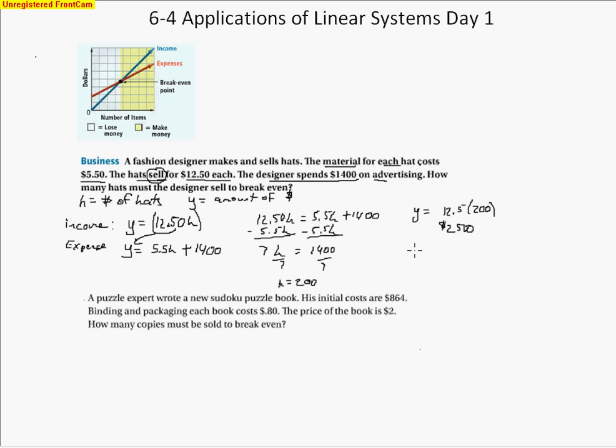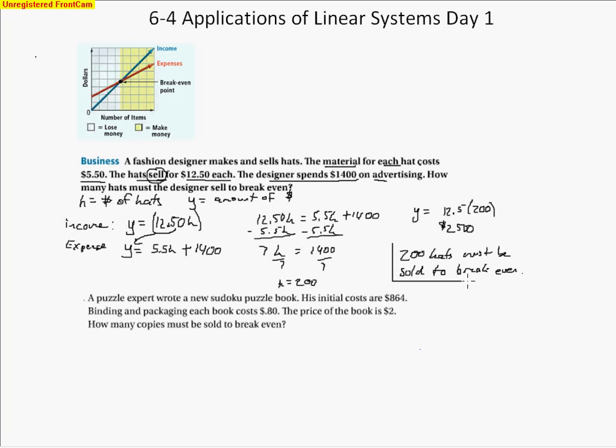So what they're asking for is how many hats we must sell. So we'll say that the number of hats is 200 hats must be sold to break even.